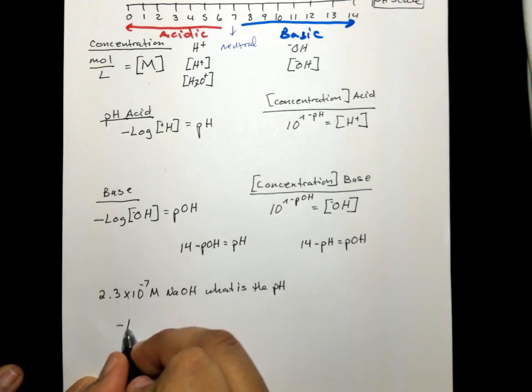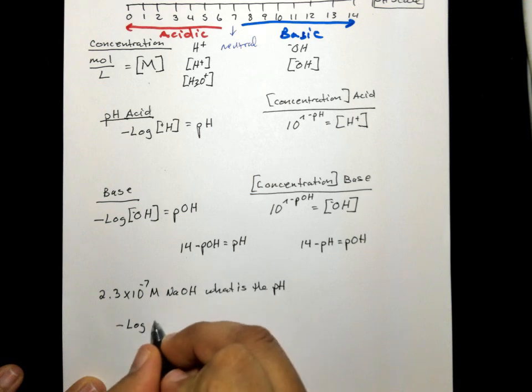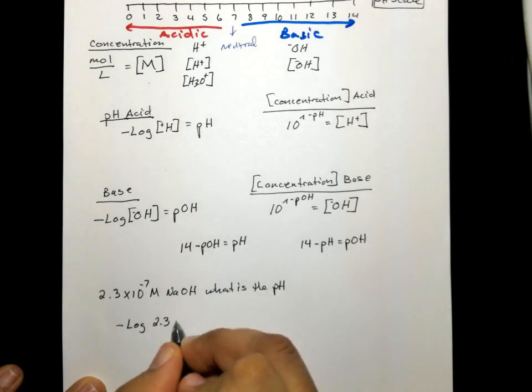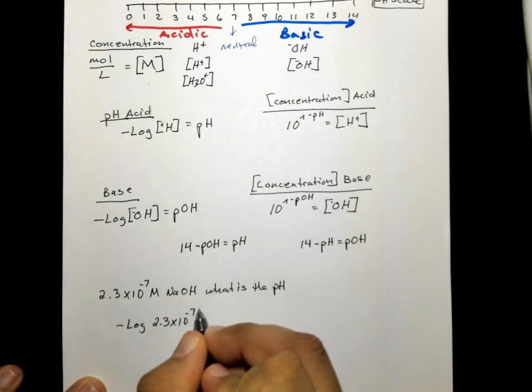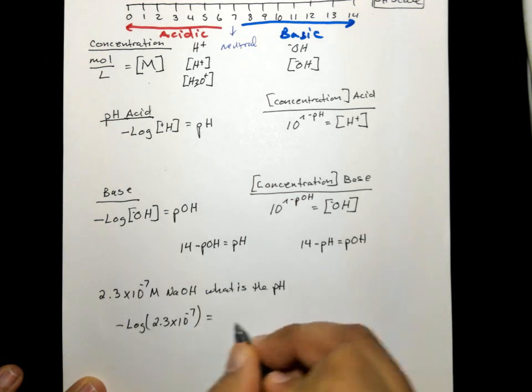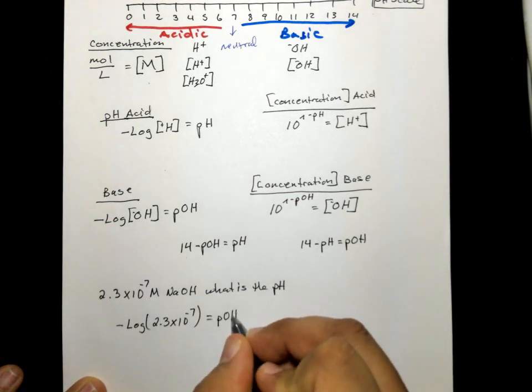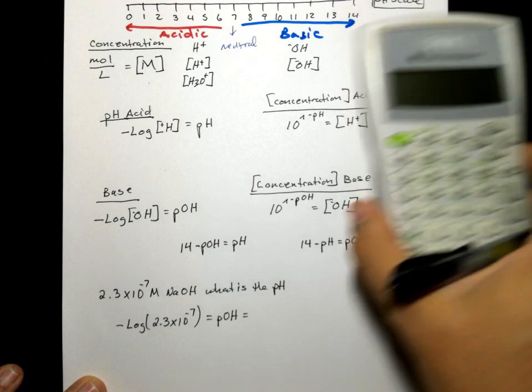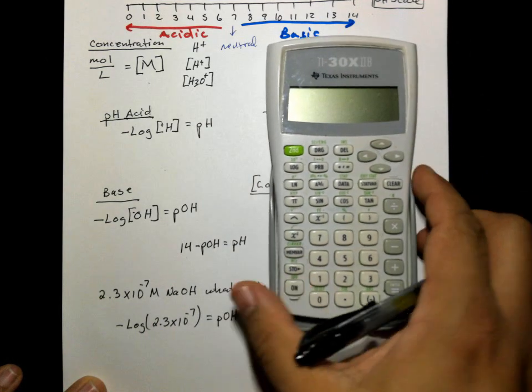I'm going to go the negative log of 2.3 times 10 to the negative 7 and that's going to give me my pOH. Okay, so let's do that in our calculator now. Turn this on.